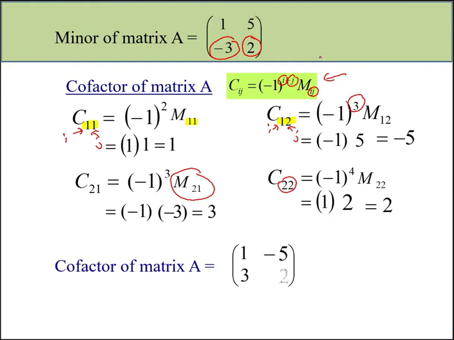Right, according to the order, C1,1 here, C1,2 here, C2,1 here, and C2,2 here. Now let's apply what you have just learned to find the minor and cofactor of matrix B. Pause this video and try this out. You can check your answer afterward.